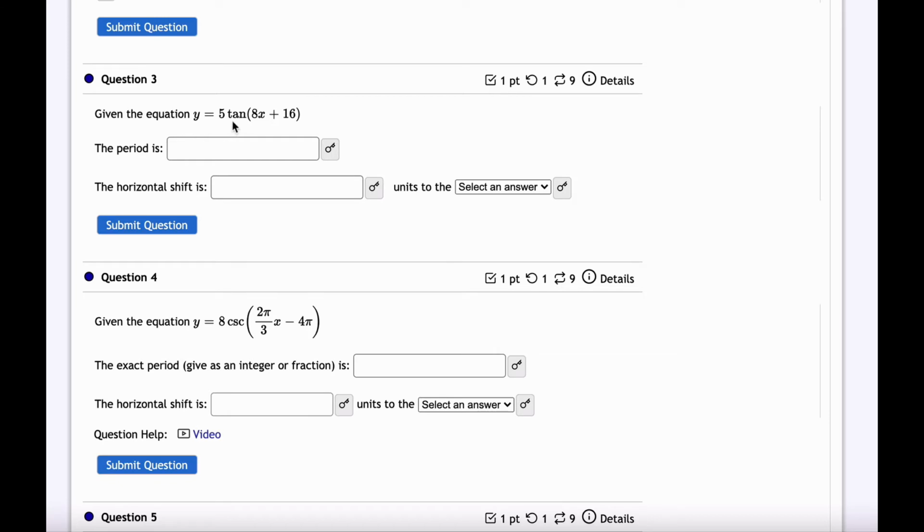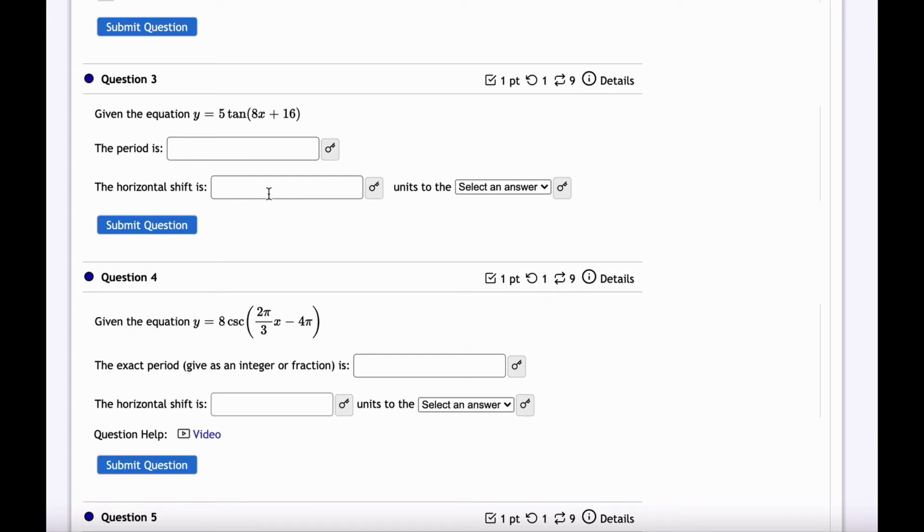But the period of tangent or cotangent starts out just being equal to pi, not 2 pi. So when you have a transformed version of tangent, you don't take 2 pi and divide it by b, you take pi and divide it by b. So be careful. If you have tangent or cotangent, the formula for period is a little bit different. Horizontal shift is the same idea though, negative c divided by b.